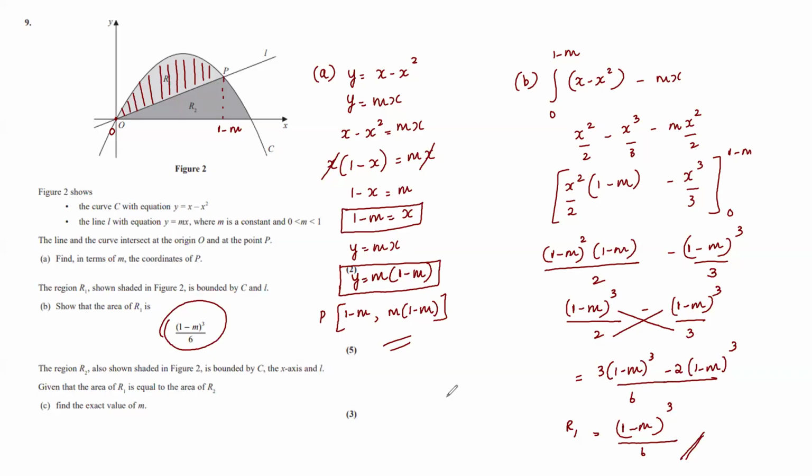So now we are done with part A and part B. So now we have part C. For part C, I need some space. So I'm just erasing this part A here.